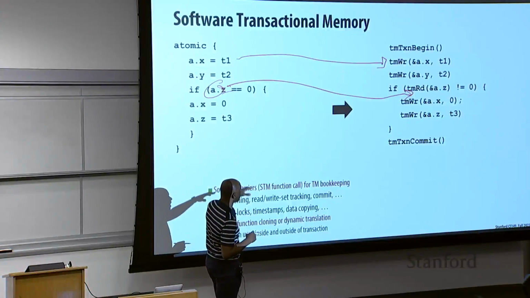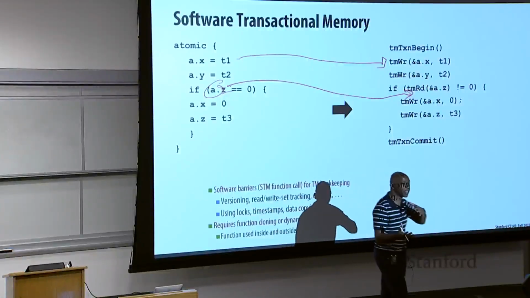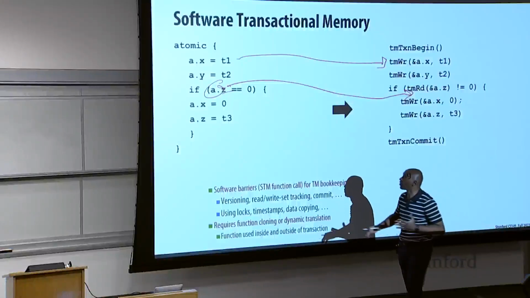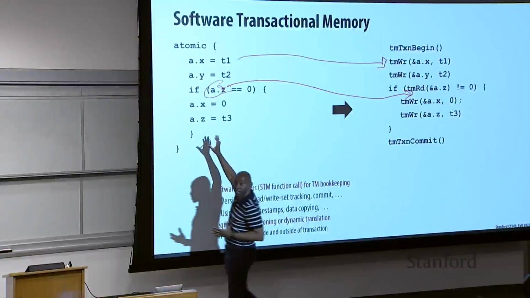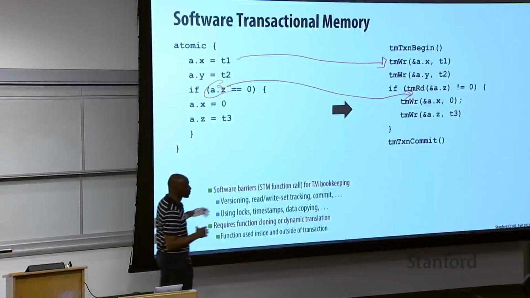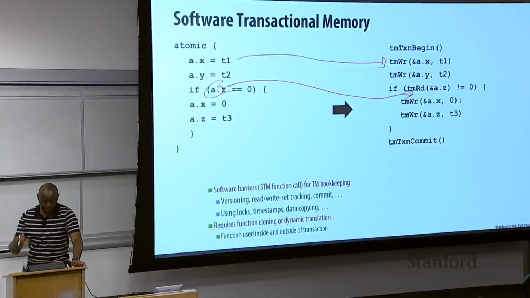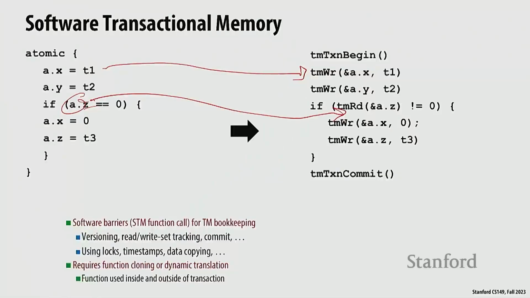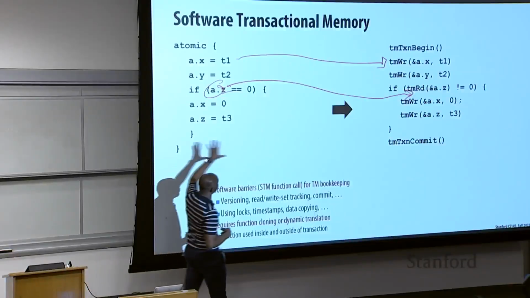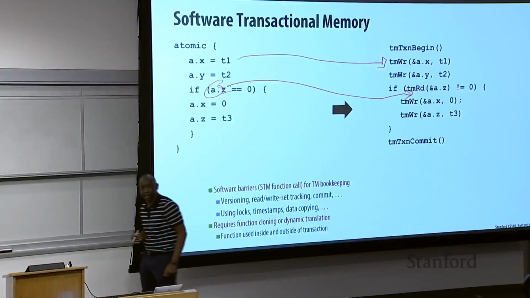And of course, if you have code that is executed both inside transactions and outside transactions, then you need two copies. One that doesn't have the instrumentation on the left, and one that does on the right. And if you've got some sort of virtual memory system, such as if you're running in Java or in C#, then maybe you can do some of this, what's called function cloning, automatically, where you clone the function and add the appropriate software barriers to interact with the transactional memory system.